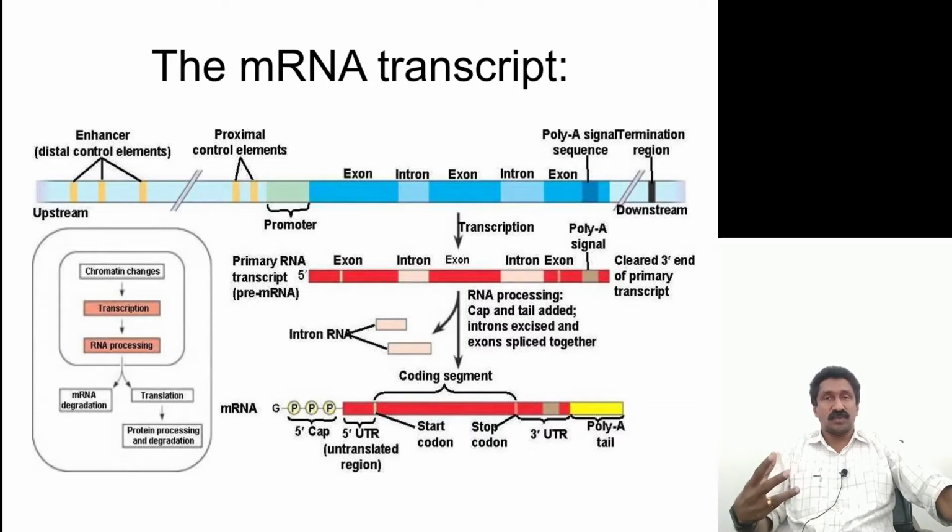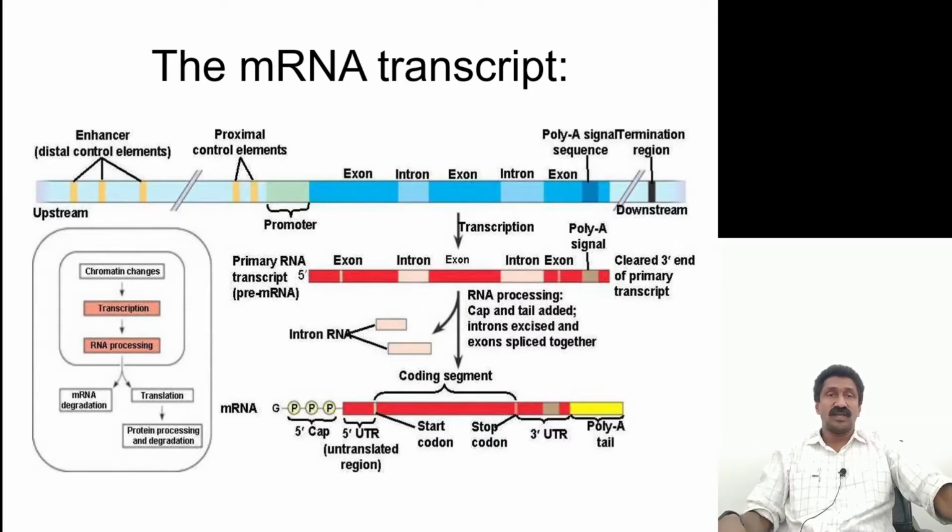So once this eukaryotic gene is expressed, transcription occurs and the primary transcript, or the pre-mRNA, is produced, which will have a 5' end and different exons and introns. Then finally there is a poly A signal and there is a 3' end which needs to be spliced off.